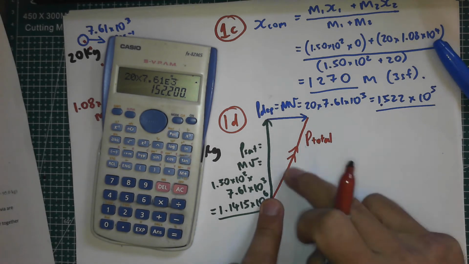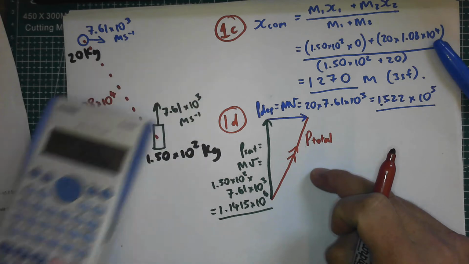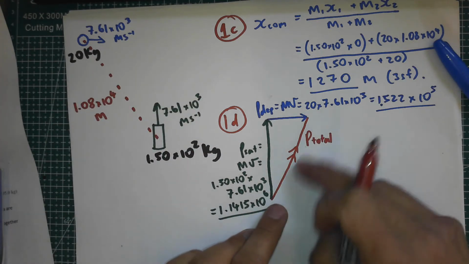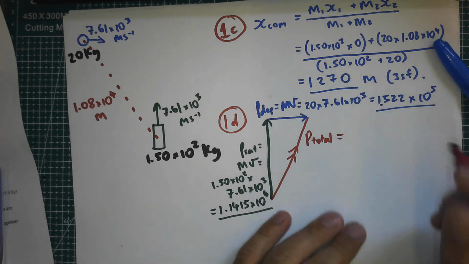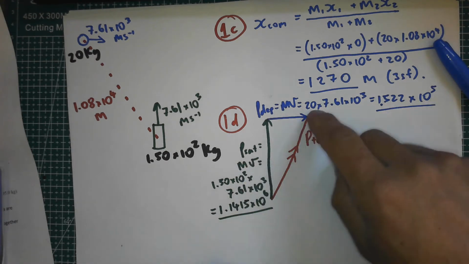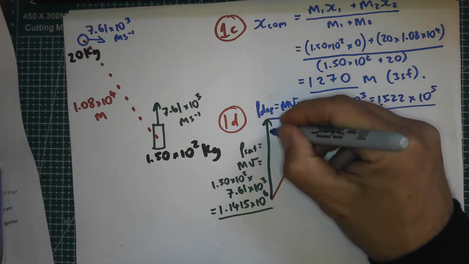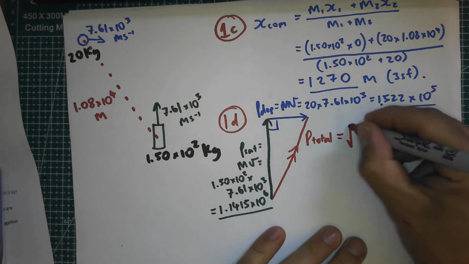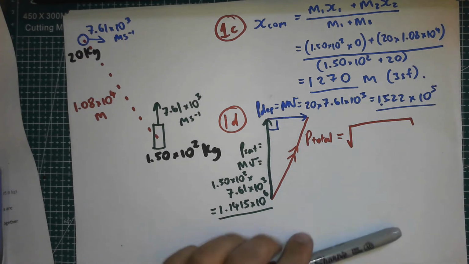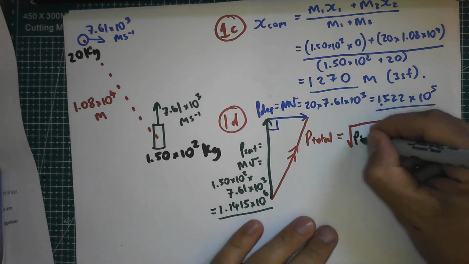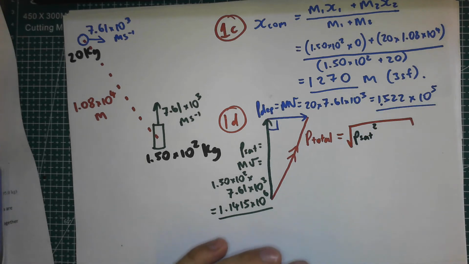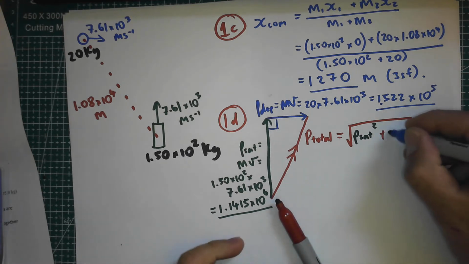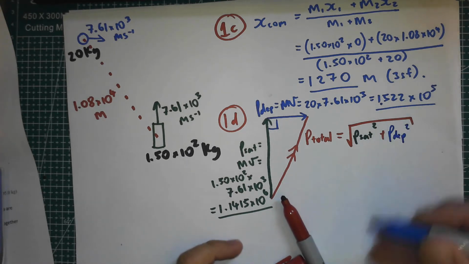So this is how we work out the momentum of the system before the collision. But if there's no external forces acting, and there won't be in this scenario, this is going to be the total momentum after the collision also. So the way we need to do that, this is a right angle triangle here, so we need to work out the length of this side. So that's the square root of P sat squared plus P deb squared.